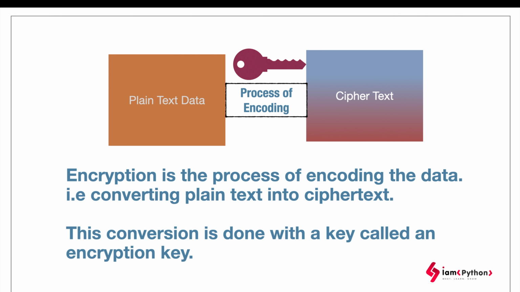Encryption is the process of encoding the data, that is, converting plain text into ciphertext. So what is ciphertext? Ciphertext is data converted through the encryption process. This conversion is done with a key called the encryption key. As you see in the diagram, there is plain text data, and you use some encryption algorithm to convert it into ciphertext.